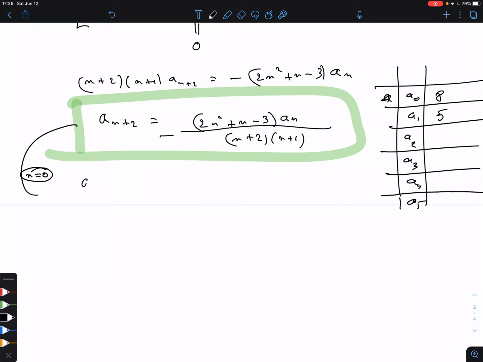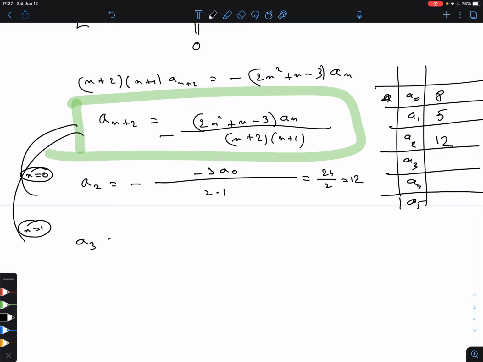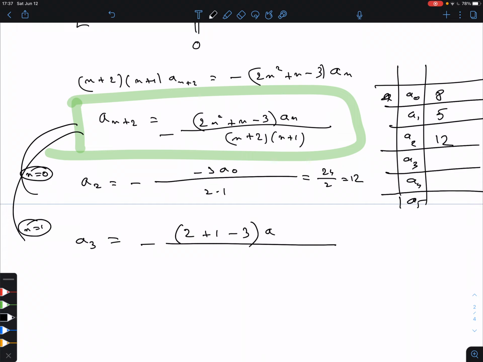So a2 is equal to minus 3a0 on top, and in the bottom we get 2 times 1. And a0 was 8, so this is minus 24 over 2, that is minus 12. And then we do the same thing to find a3, but now n is 1. So minus, we get 2 plus 1 minus 3, a1 over 3 times 2. But 2 plus 1 minus 3 is 0, so this is 0 no matter what a1 is.